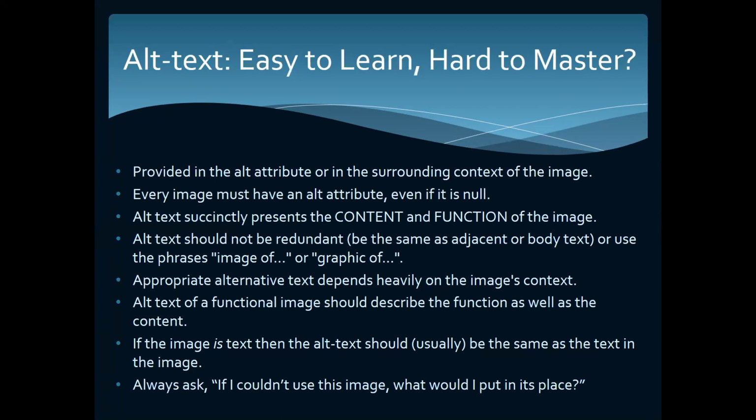They actually provide the ability to describe an image in such a way that that description goes into the alt attribute, but not all social media tools have that ability. Again, depending how you're publishing and where, you may not always have access to the alt attribute. So you can provide these descriptions, these text alternatives, in the alt attribute or in the surrounding context of the image. Every image must have an alt attribute, even if it's null or empty.